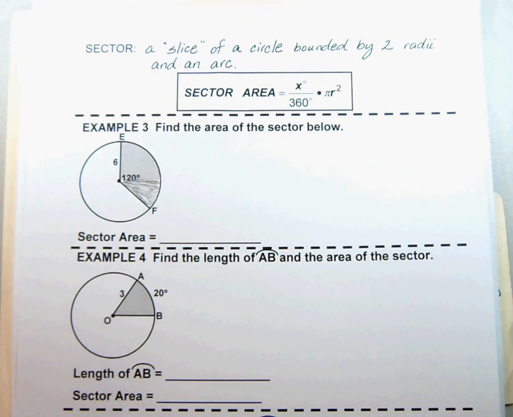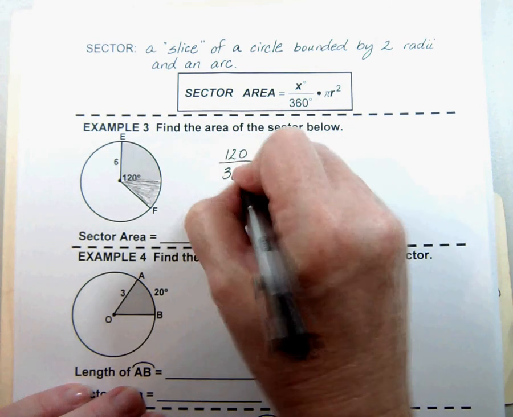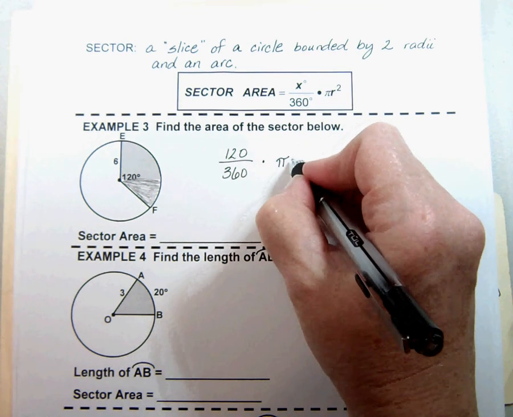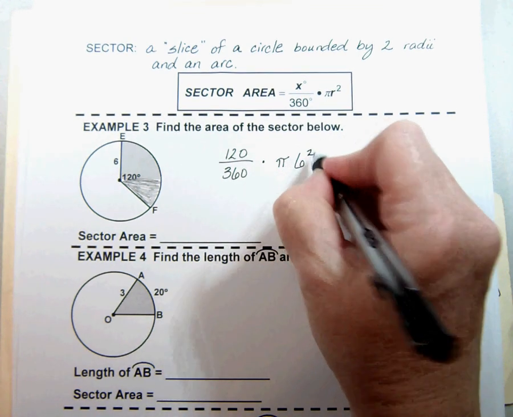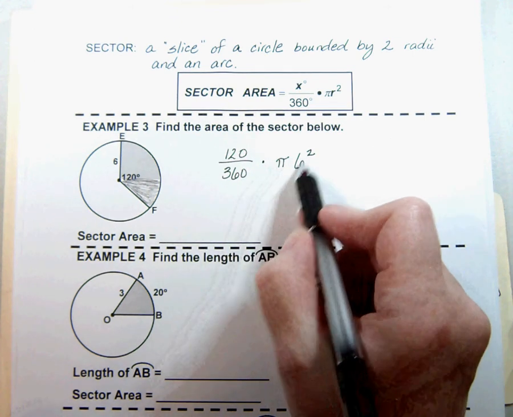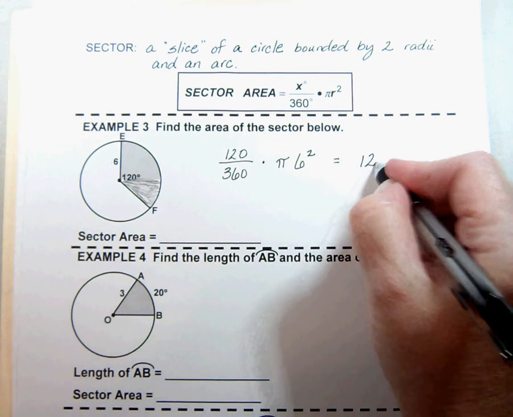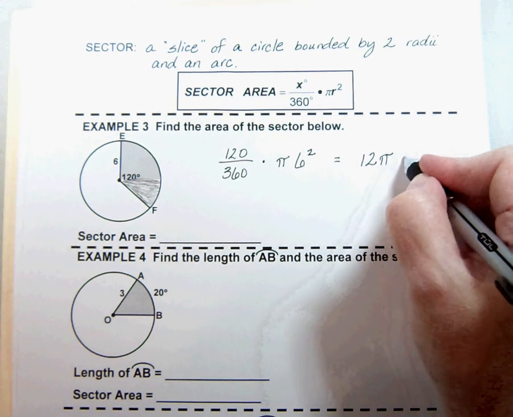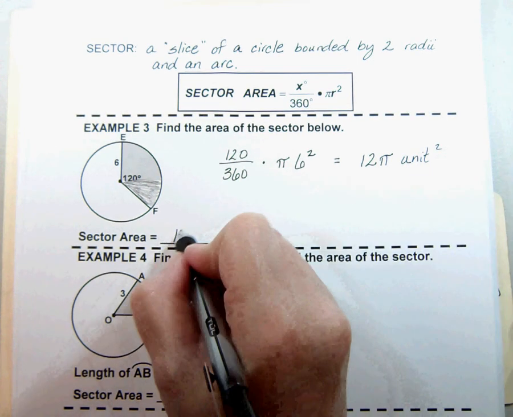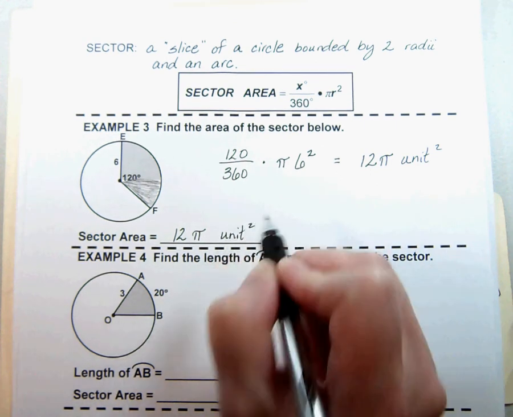So we're going to use 120 over 360 times, and this time, since it's area, we're going to use the area formula for a circle. 6 is our radius, so you're going to multiply 120 over 360 times pi times 6 squared. This one, when you multiply it, becomes 12 pi. And since we don't know the units, we'll just say units squared. And this is a square unit because it's area.